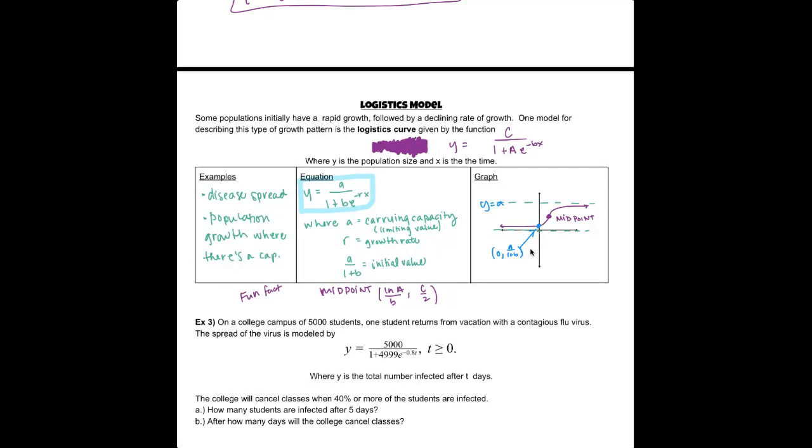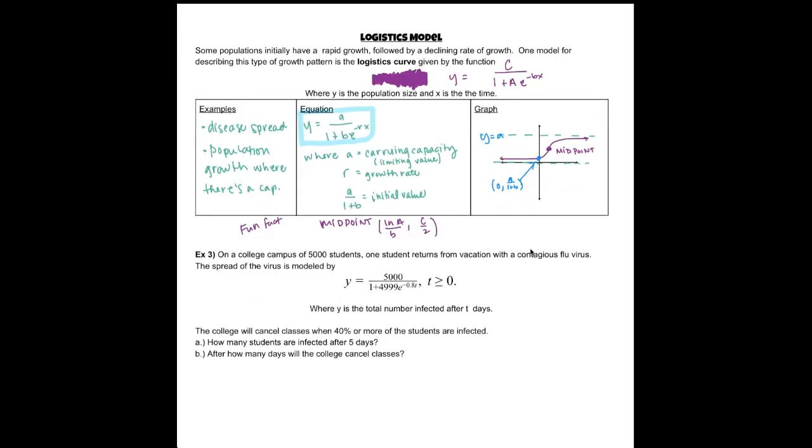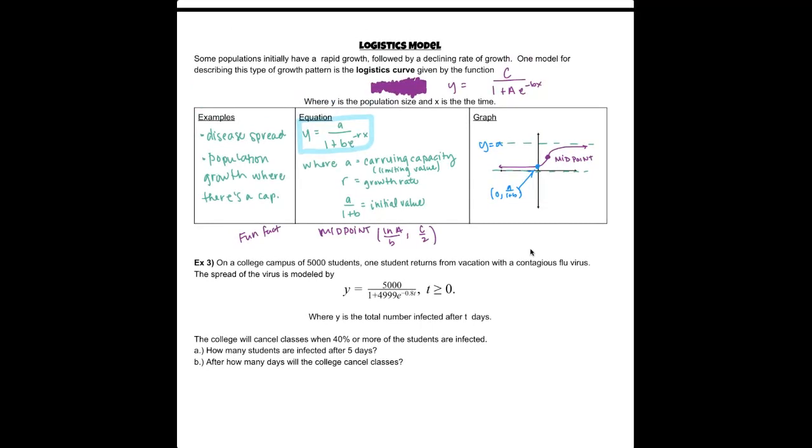A is your carrying capacity, or the maximum value, the limiting value. R is the growth rate, and A over 1 plus B is equal to the initial value. Another fun fact is that this midpoint right here would be your carrying capacity over 2, and that's always ln of A over B.